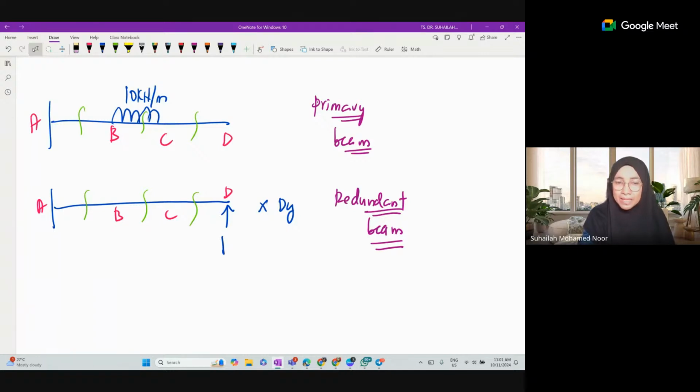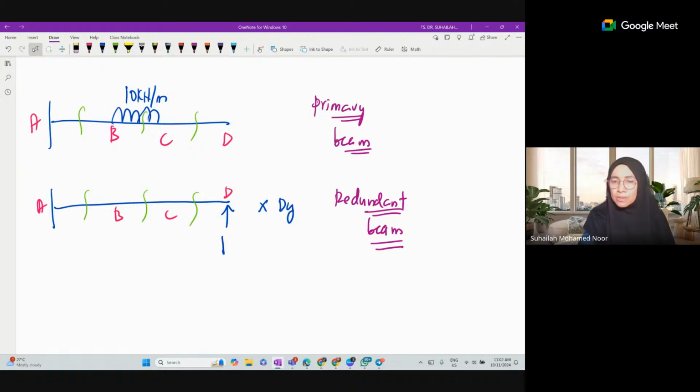You have analyzed the same type of beam with the same characteristic. What is the name of the beam with the same characteristic as the primary beam? Can I have your answer? You have learned it in determinate structure, right? Under the topic displacement.